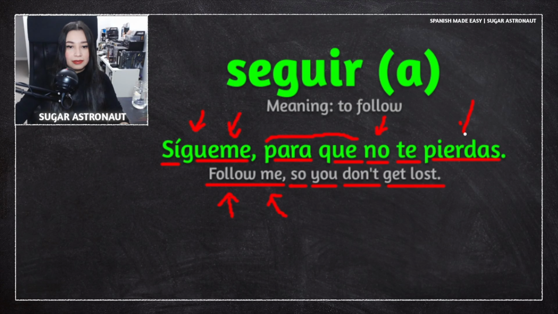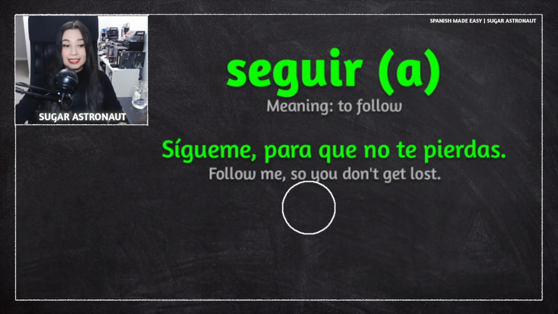Perder, this word right here comes from the verb perder, which means to lose or to get lost, okay? Remember, te is another pronoun, and it means you. Some people, well, in Spanish you can say tú te, okay? Tú te, but we don't need tú. We can just say te pierdas in this situation, okay? So that is interesting how seguir works in a sentence.